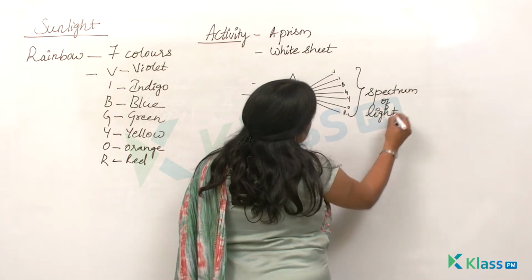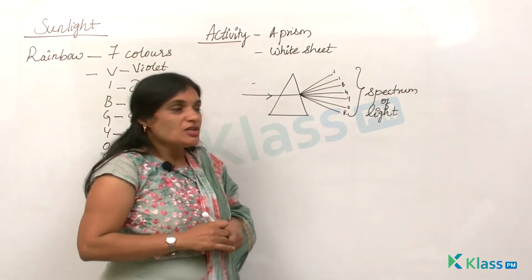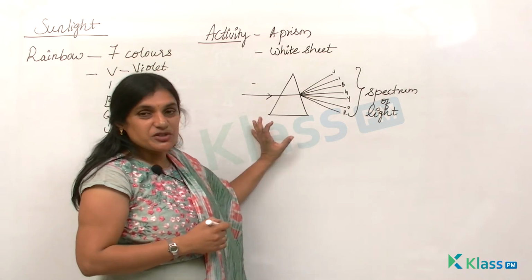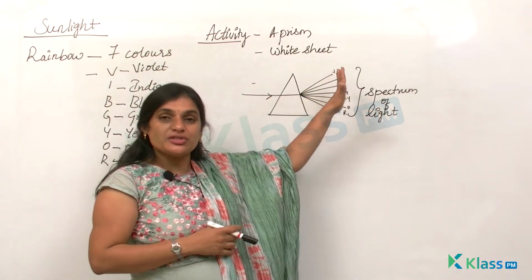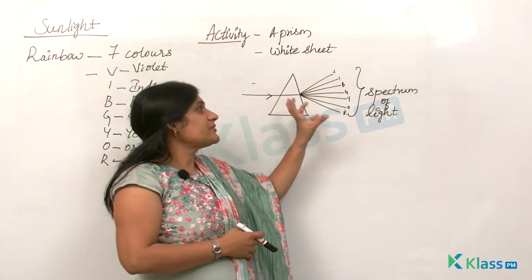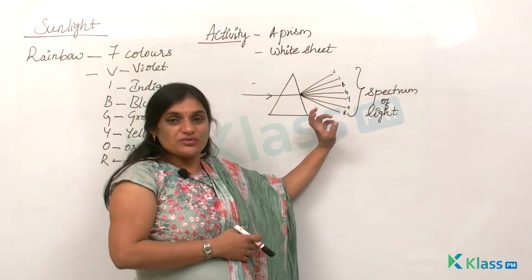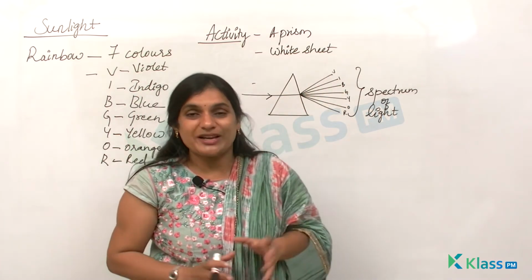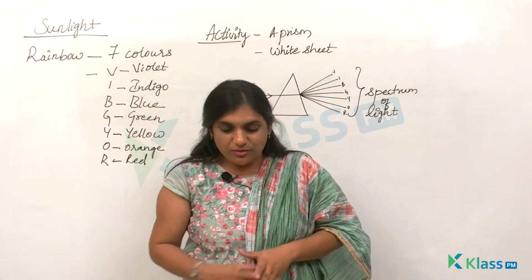So you learn in detail about the spectrum in higher grades. So you better know that the white light gets divided into 7 constituent colors known as VIBGYOR, and which is said to be the spectrum of light.